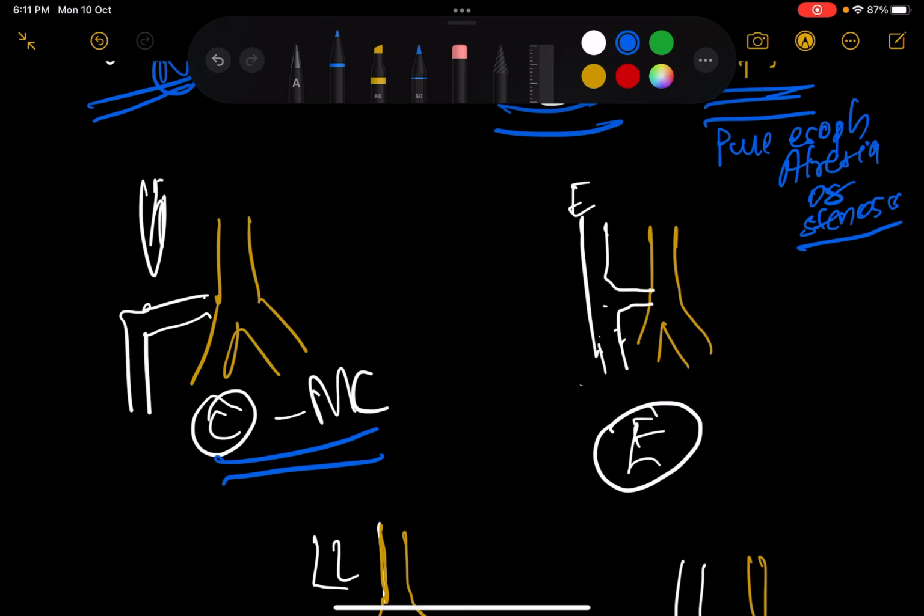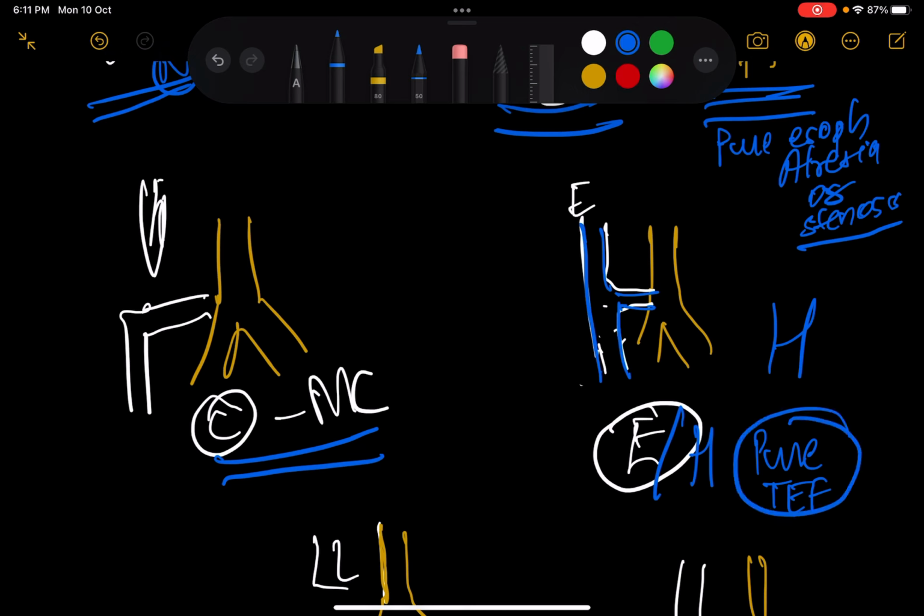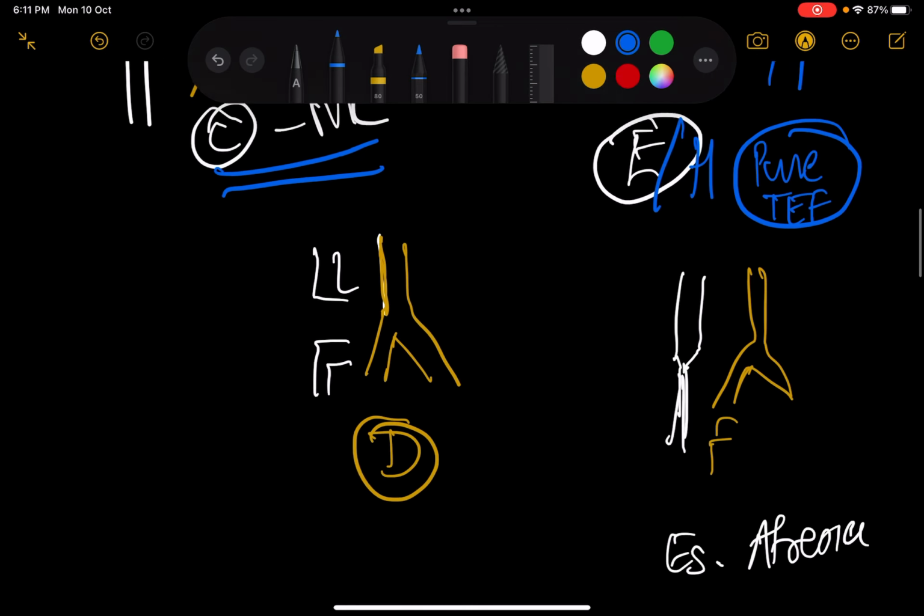Type E, or also I like to call it type H because it makes an H shape, is when the esophagus makes a fistula into the trachea, making an H shape, as you can see here. So it's called the pure tracheoesophageal fistula. Why? Because the fistula is not just on one end, but the entire esophagus has a fistula.